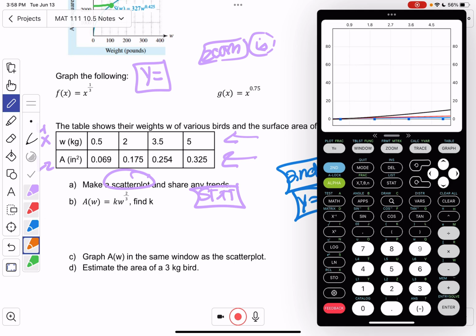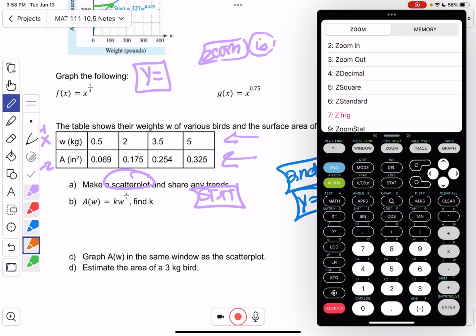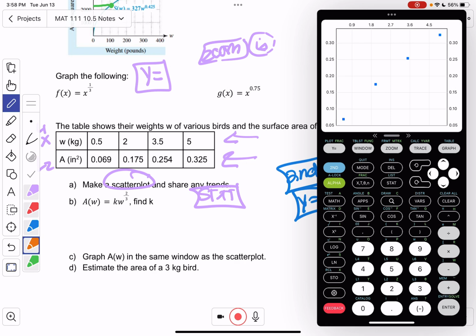Now let's try this again. Zoom 9. Very spread out. Let me see what happens if I delete these equations. It should zoom nicely. The app sometimes glitches a little bit versus the calculator won't glitch. Now we have our scatter plot. So again, you can just take a picture of that.